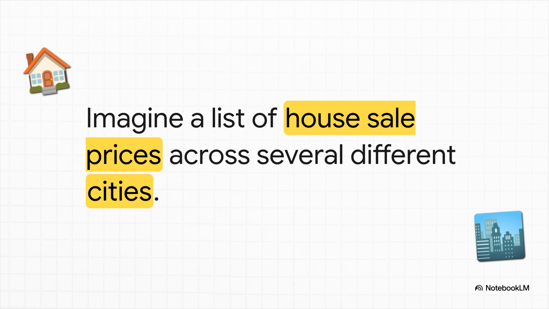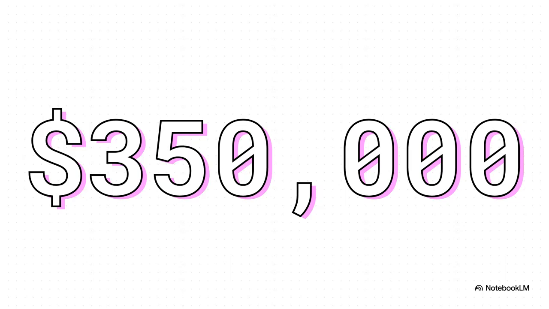So imagine you've got a simple list of all the houses you sold this year. You've got the sale price, and you've got the city each house is in. Okay, so if you use that simple total row to find the average price, you get one single number, $350,000. And hey, that's kind of useful, right? But it's a very broad, high-level number. It's the average across all the cities combined.